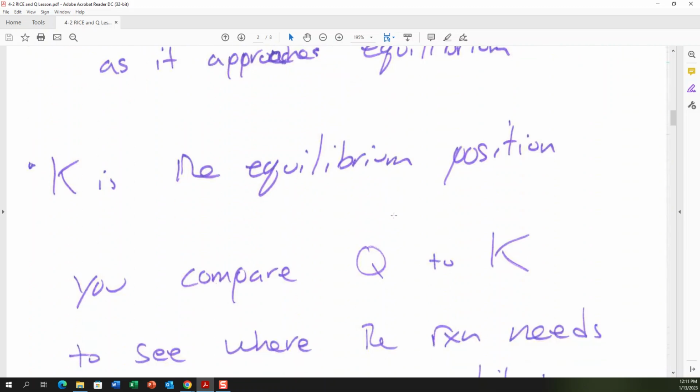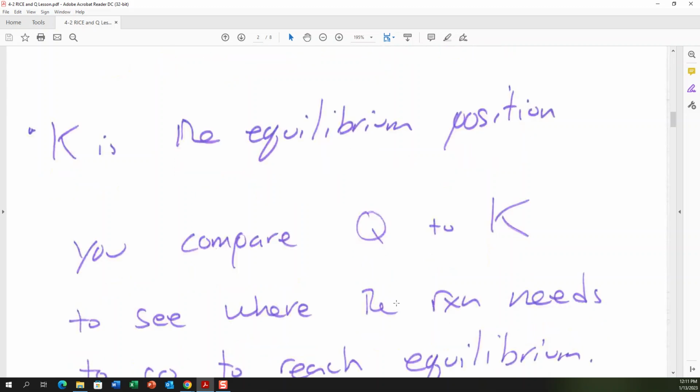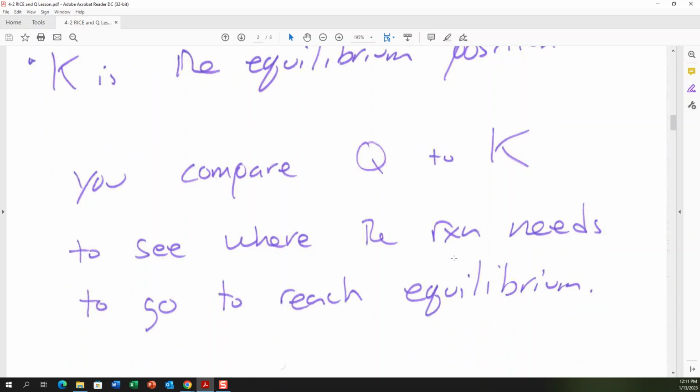So Q is your current position, K is your equilibrium position. And you're always going to be moving towards the equilibrium position. So Q is where you're at, K is where you need to get to. Okay?